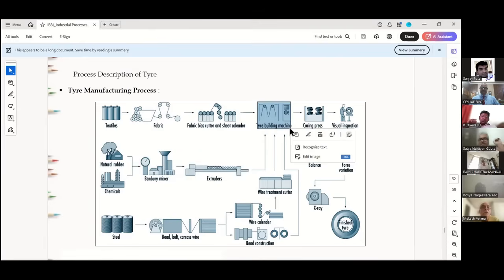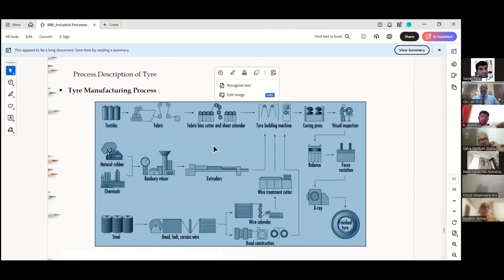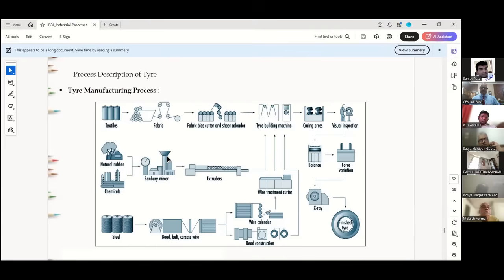So one component is our rubber. The second component is the thread. Okay. So the threads are coming, first they will be laminated. What is the benefit of lamination? It will get more strength. Then it goes to the bias cutters and sheet calendars.